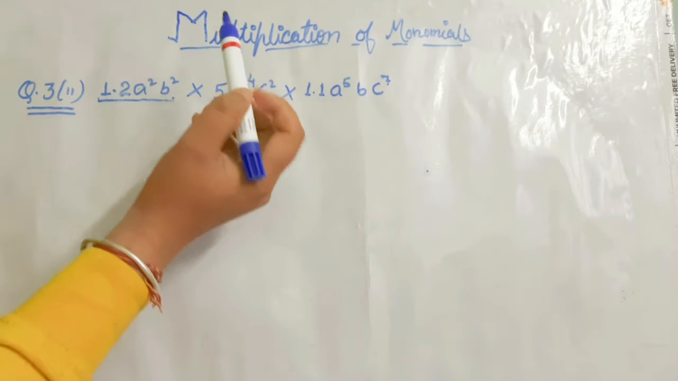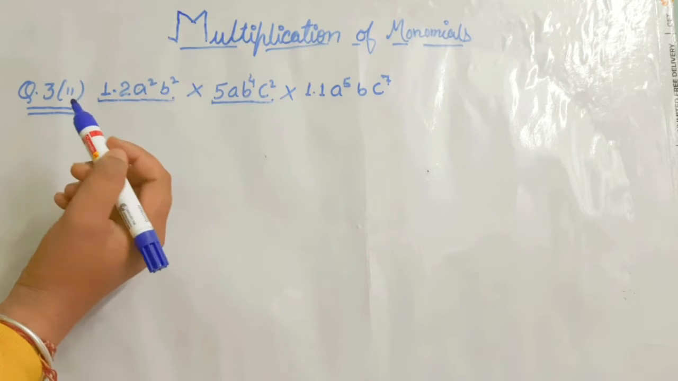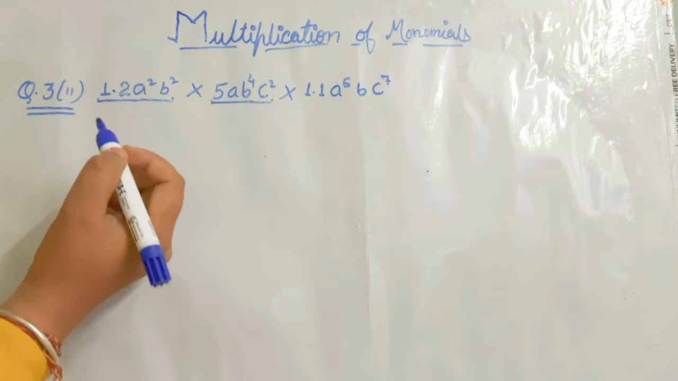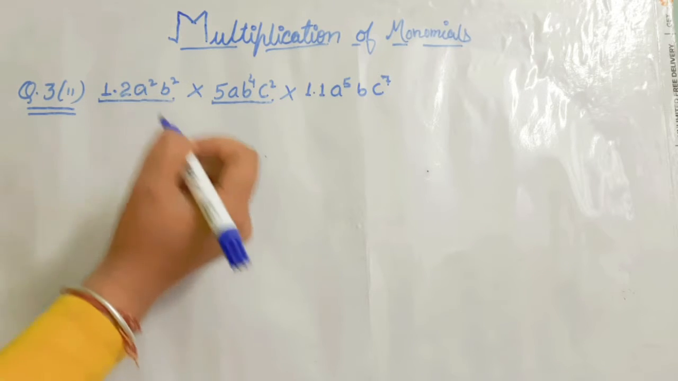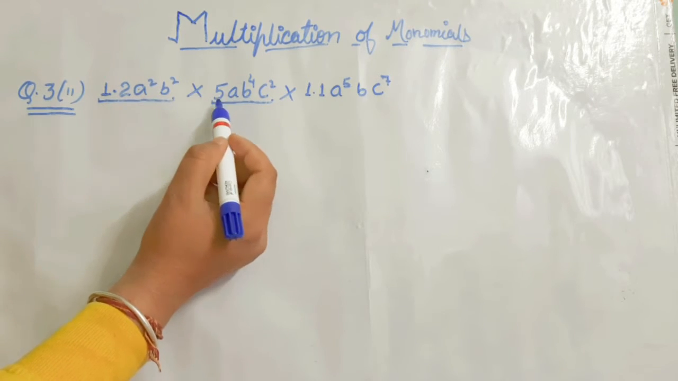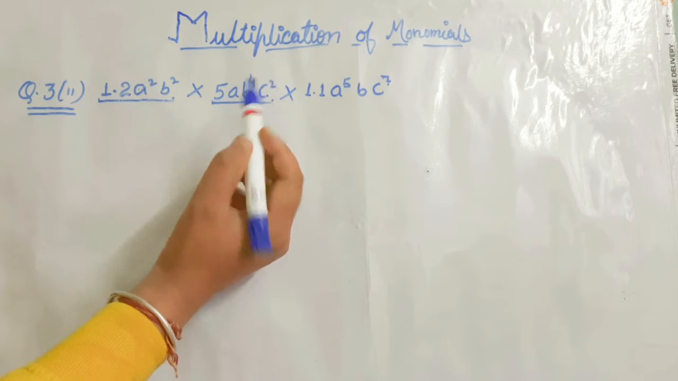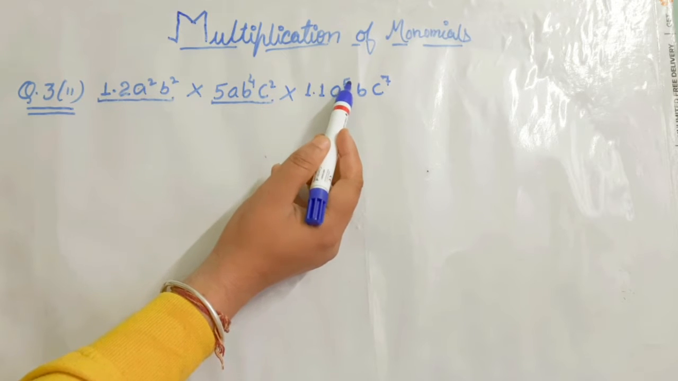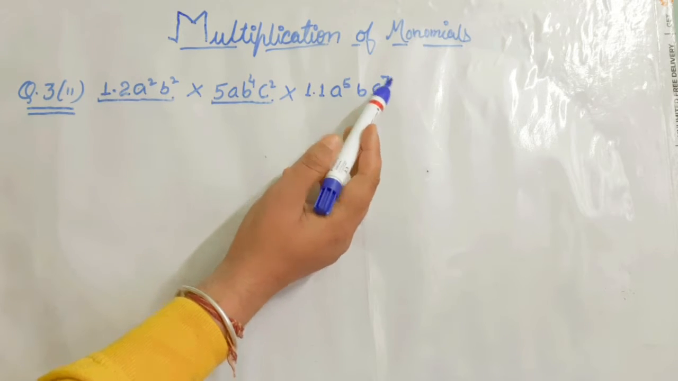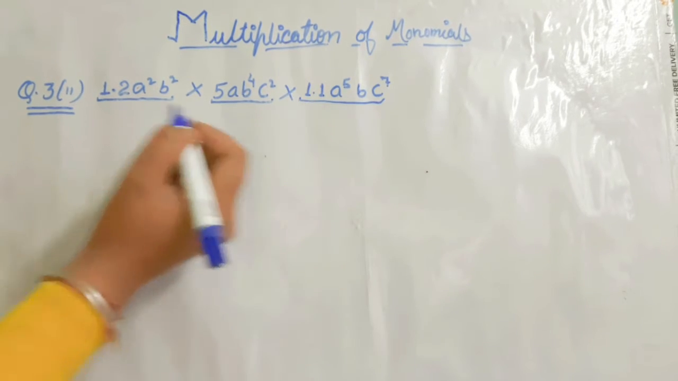Namaste students, today we are going to discuss multiplication of monomials and our first question is 1.2 a square b square multiplied by 5a b raised to power 4 c raised to power 2. Then 1.1 a raised to power 5 b and c raised to power 7. Now let us see how we have to multiply them.